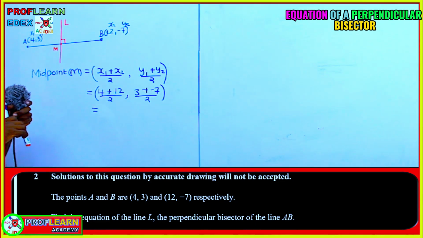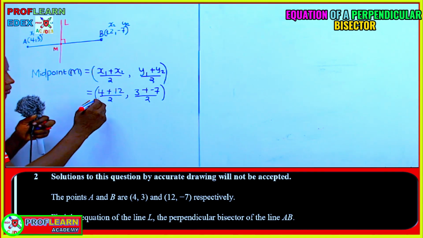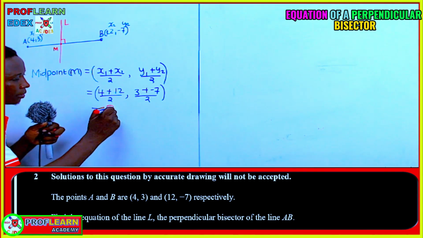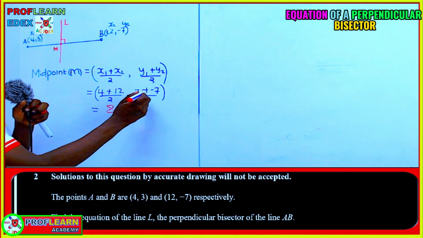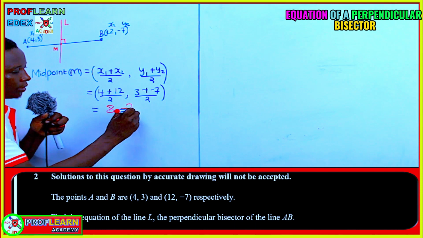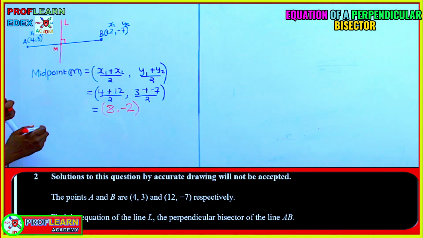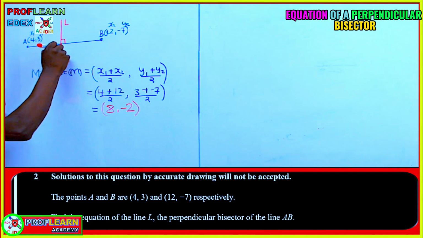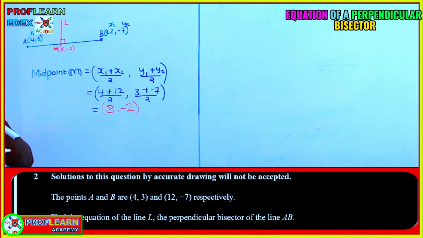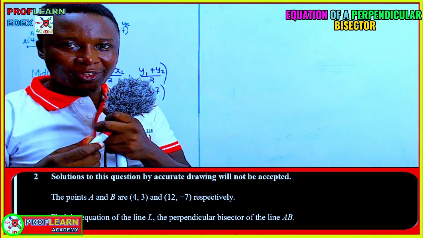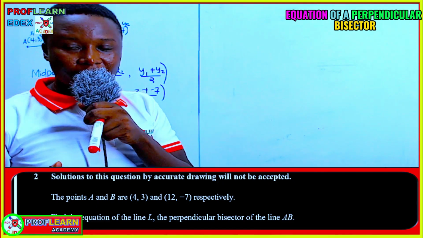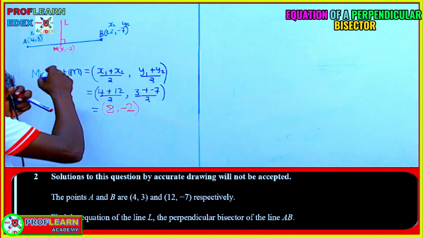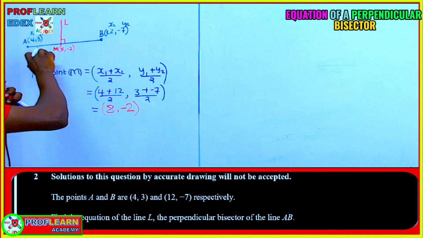If we work this out, the coordinates of the midpoint are 16 divided by 2, which is 8, and -4 divided by 2, which is -2. So the coordinate of the point where this line is going to pass is (8, -2). Once you have the coordinate, the next step in this kind of question is to work out the gradient of the line AB.